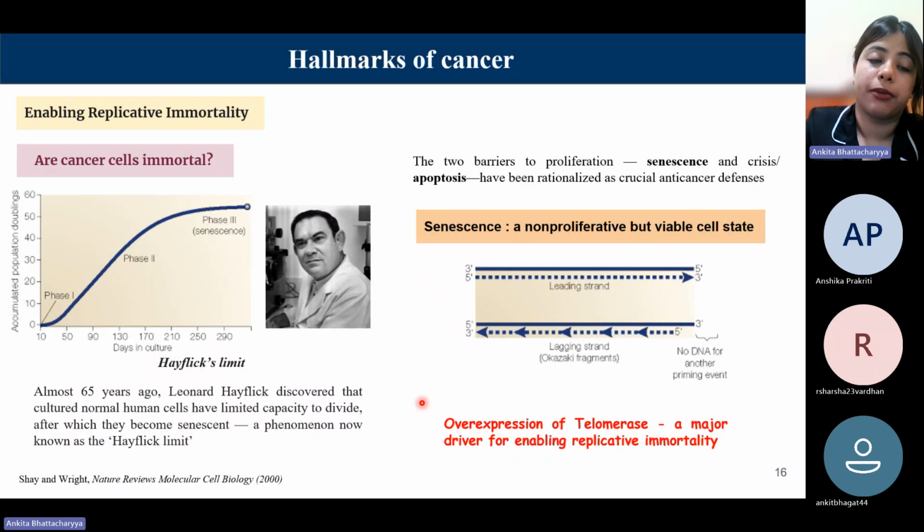hallmarks. Then we talked about enabling replicative immortality, which means that cells once they have started to divide, they keep on dividing and they become immortal. And that system is switched on by cancer cells. And we understood the key mechanism for it being the fact that telomerase, an enzyme, is overexpressed, which allows this to happen.